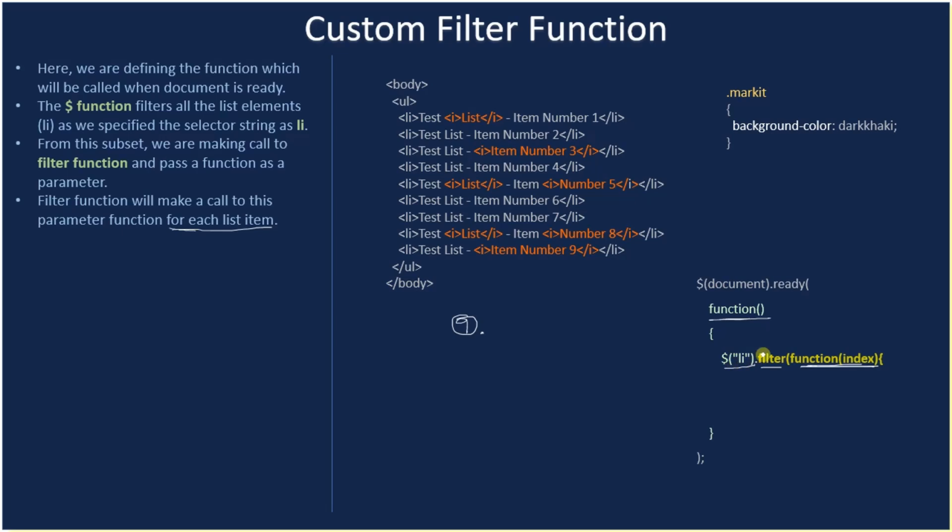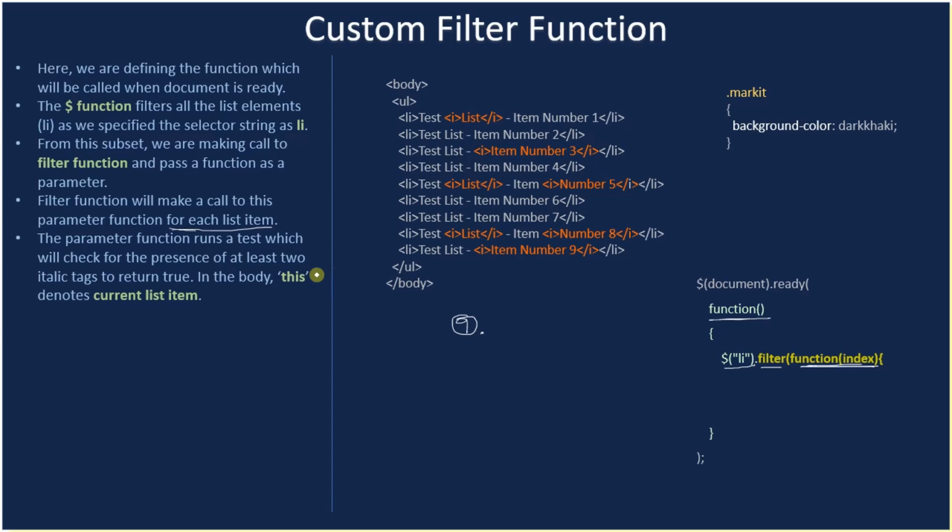We know that $('li') filtered 9 elements and we are making a call to the filter function. The filter function is taking our custom function, and this custom function will get called 9 times. Because on this filtered list we are calling the filter function, and the filter function's duty is to pass the elements one by one to our custom function, the parameter function.